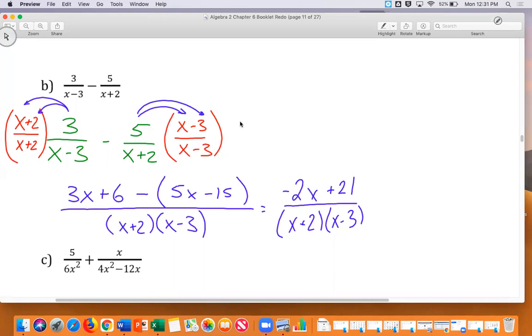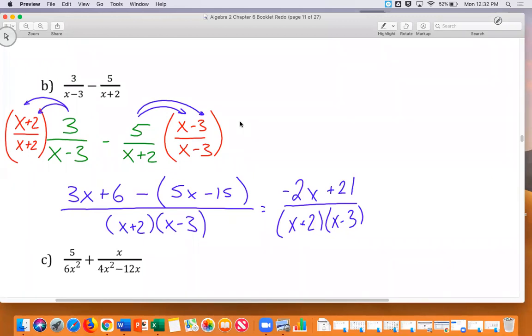I'm trying to not bore you, but I'm also trying to take it slow so that we don't have to go back and redo it. Okay. So one more time. I started with this whole expression, adding rational expressions. I looked at the denominators. I saw what was different. The one on the left was missing x plus 2. The one on the right was missing x minus 3. So I multiplied by that.